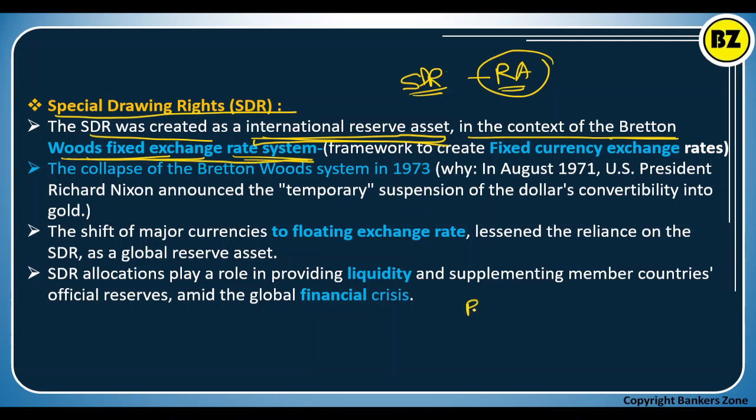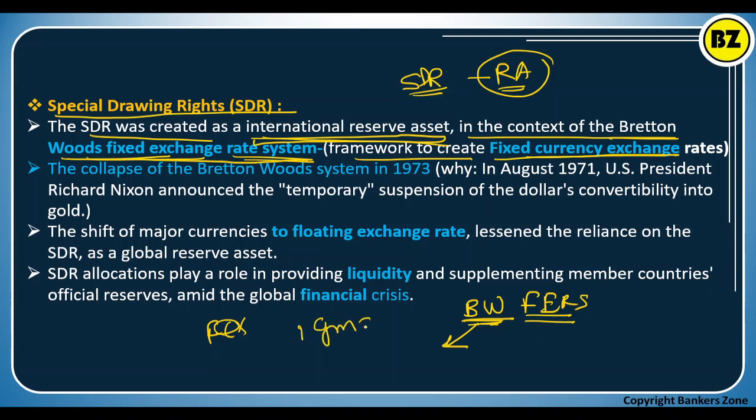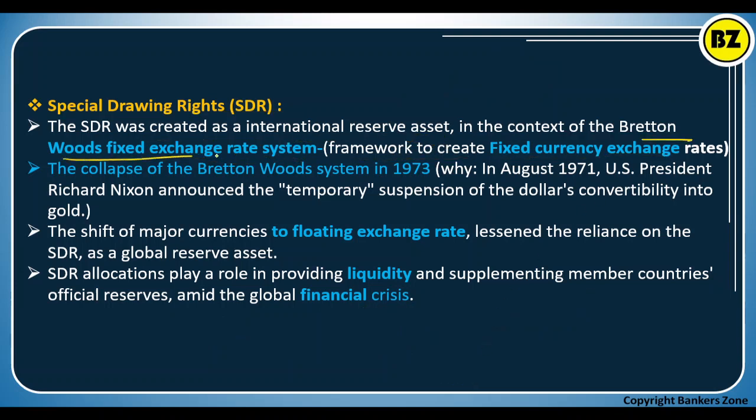So what is the Bretton Woods fixed exchange rate system? Bretton Woods is basically a place, and the Bretton Woods fixed exchange rate system is a framework to create a fixed currency exchange rate. Previously there was a fixed currency exchange rate, and there was not that much volatility among the prices of different currencies. For example, they would simply say 1 gram of gold is equal to $1. Like that, there was a fixed currency exchange.